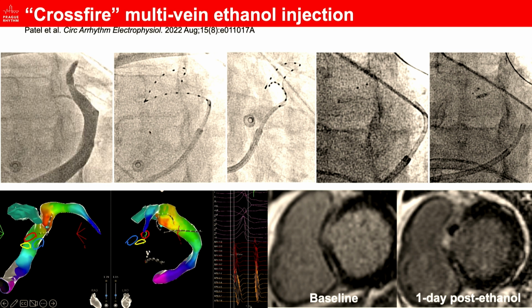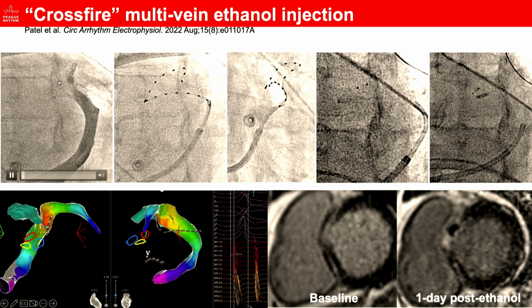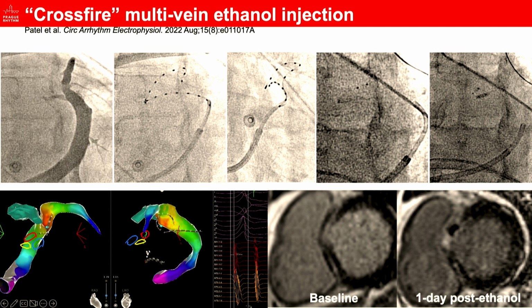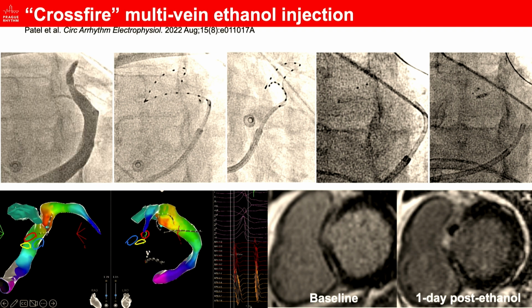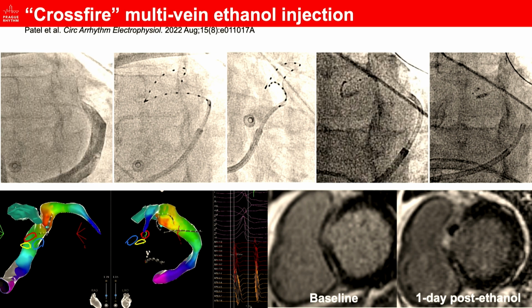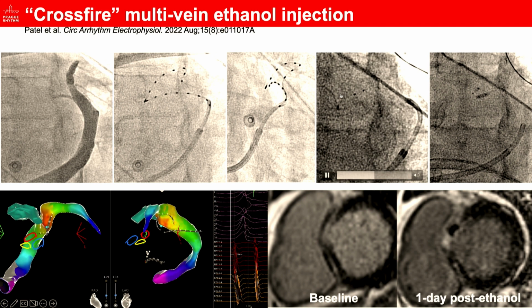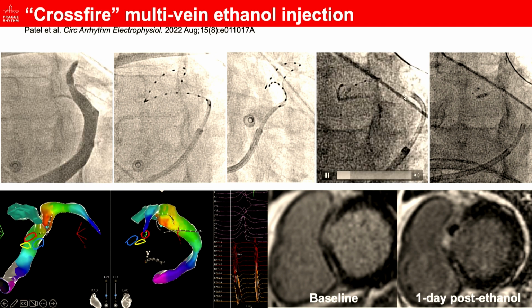Sometimes we've used a crossfire approach with multi-vein ethanol injection in patients that had more than one vein where we had good signals. So again, this is a baseline venogram, annular vein, and then septal. And we actually put 2 microelectrode catheters in the respective veins, first in the annular vein and then in the first septal. And when we first injected contrast through a balloon in the first septal, we saw, similar to the previous case, shunting back.